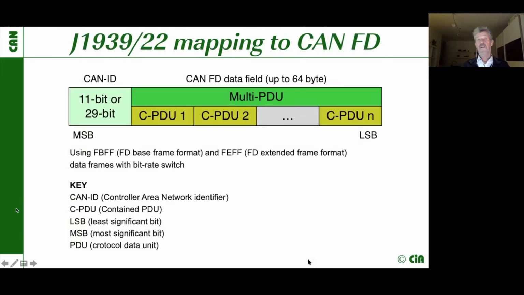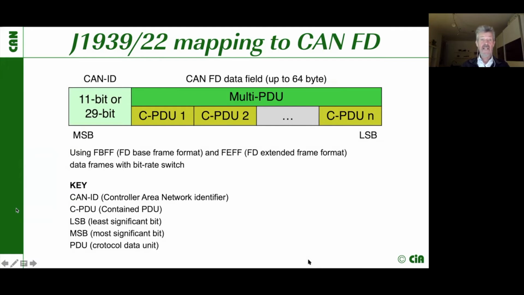I think most of you are quite familiar with J1939-21. However, a couple of years ago, we started to specify the mapping to CAN FD frames. You know, CAN FD frames have a longer payload, with a maximum of up to 64 bytes, so that we can map several of the existing parameter groups into one CAN FD frame.